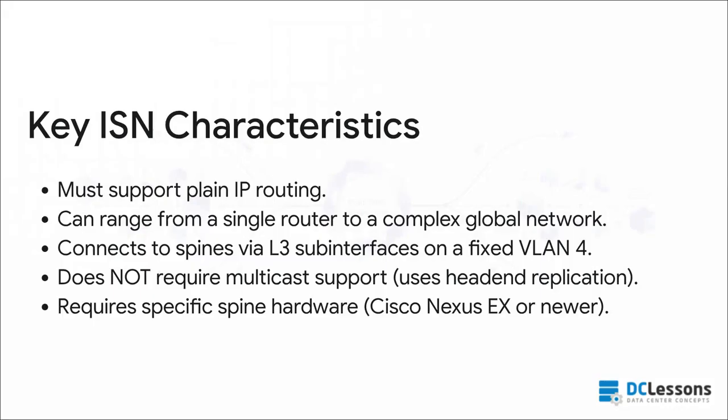Now, what's really interesting here is this mix of flexibility and some really strict rules. Your ISN can be super simple, like just a couple of routers, or it can be a complex global MPLS network. But how it plugs into your ACI fabric, that part is very specific. We're talking Layer 3 sub-interfaces on a fixed VLAN, VLAN 4. Now, here's a huge advantage. You don't need multicast support. Unlike ACI Multipod, Multisite uses something called head-end replication for all that broadcast and multicast traffic, which makes the underlying network design way simpler. Oh, and one last thing. Just remember you need the right gear. Only Nexus EX platform spines or newer can handle this at line rate.